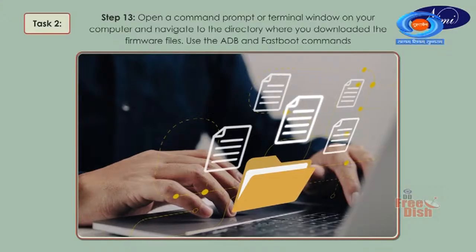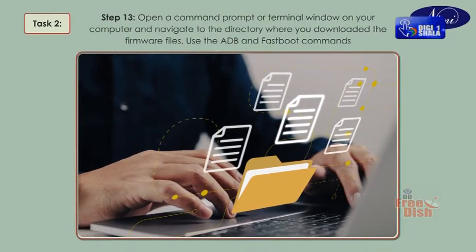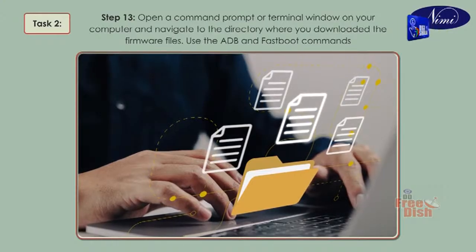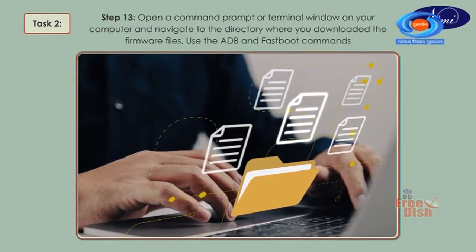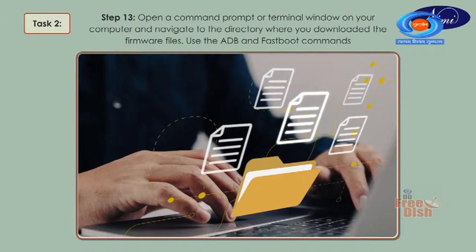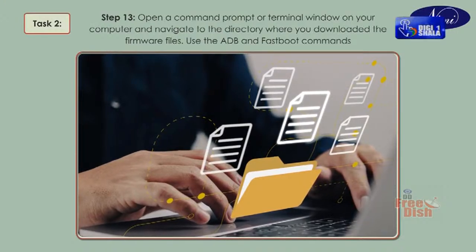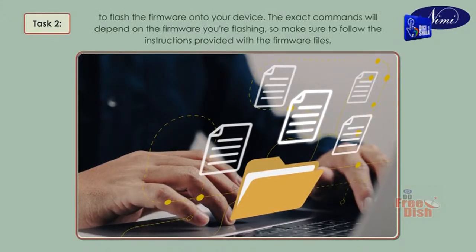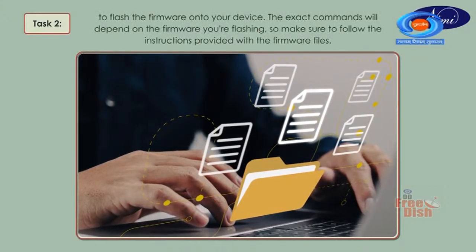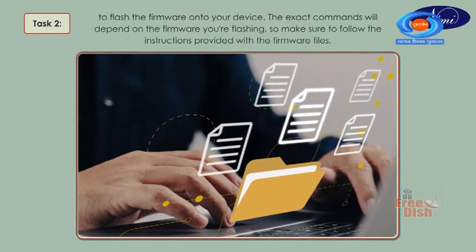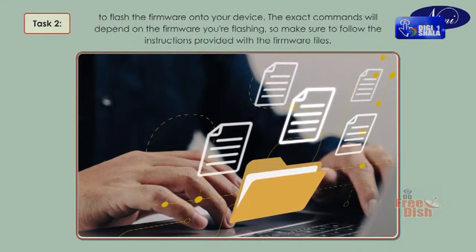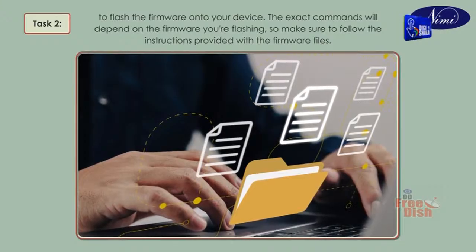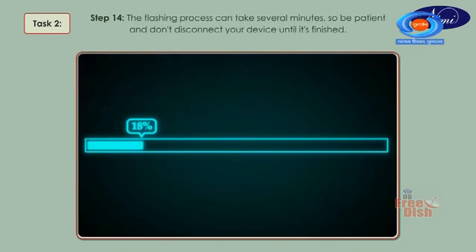Step 13. Open a command prompt or terminal window on your computer and navigate to the directory where you downloaded the firmware files. Use the ADB and fastboot commands to flash the firmware onto your device. The exact commands will depend on the firmware you are flashing, so make sure to follow the instructions provided with the firmware files. Step 14.